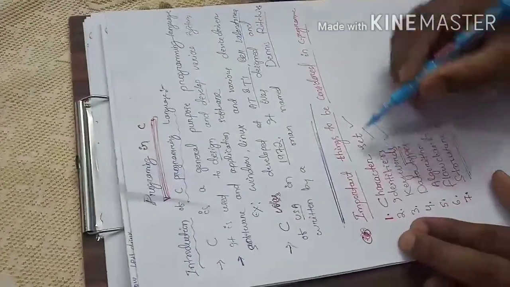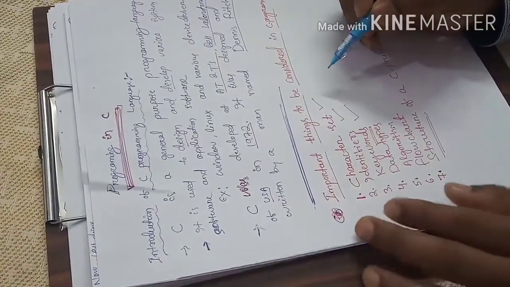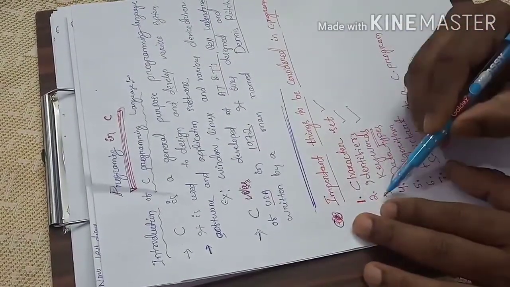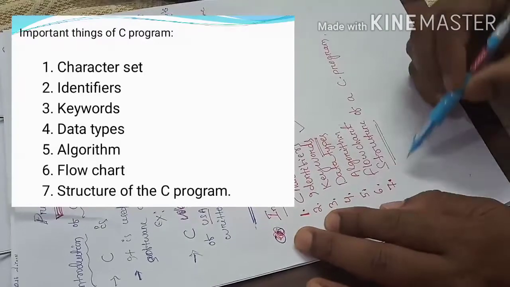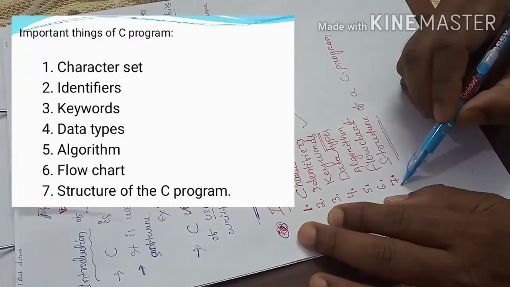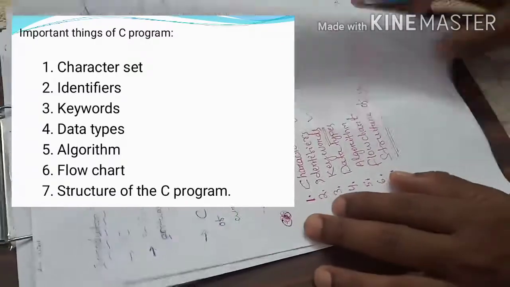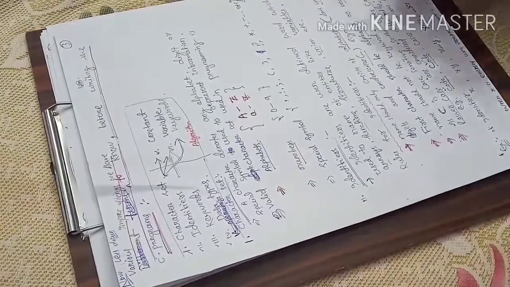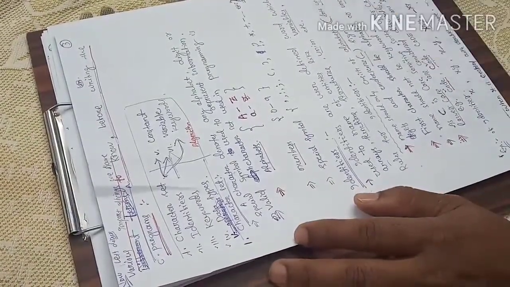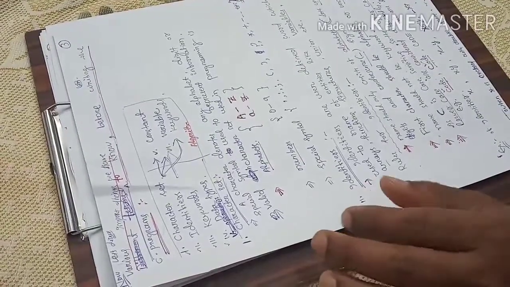Now, there are various important things to be considered in C programming. I want to show you the character set, identifiers, keywords, data types, algorithm, flowchart, and the structure of the C programming. So here let us discuss all these things, but in this video I want to keep only 3 of them: character set, identifier, keywords.